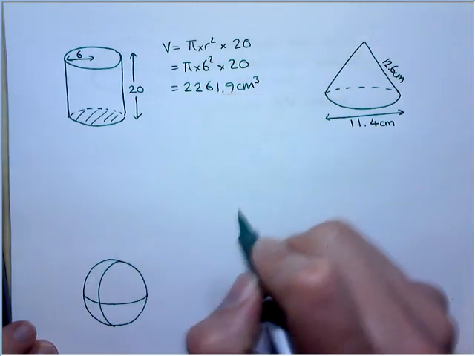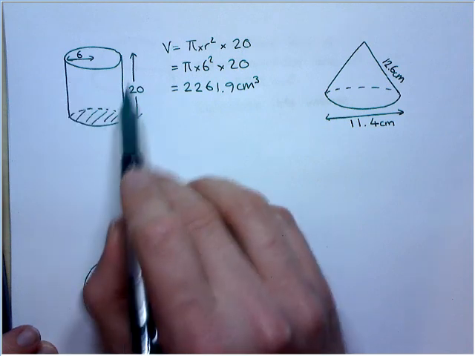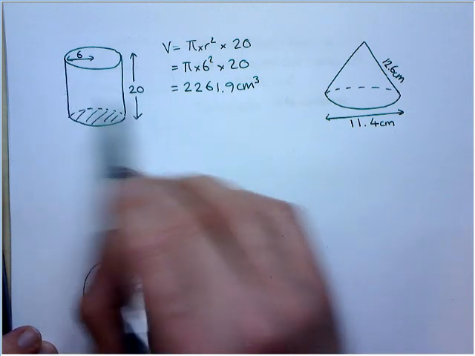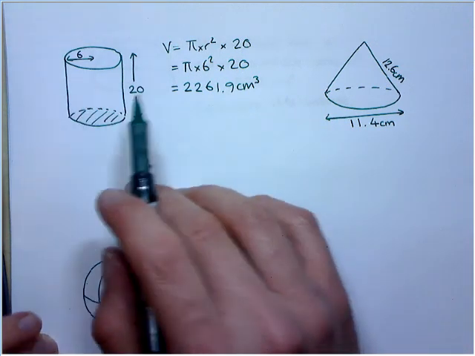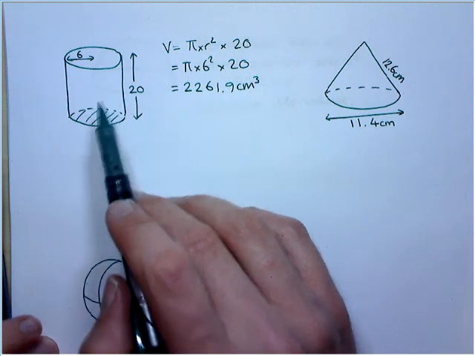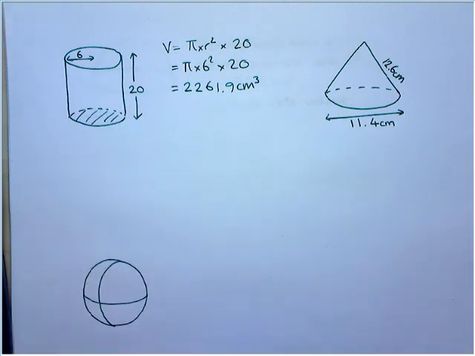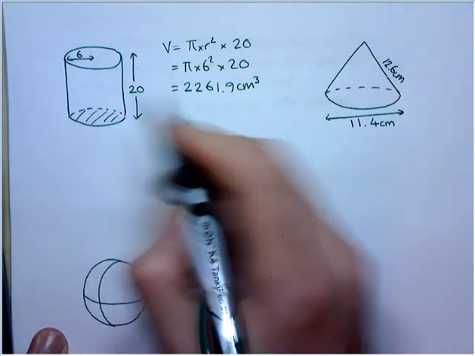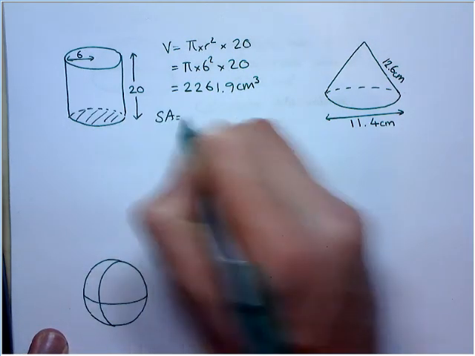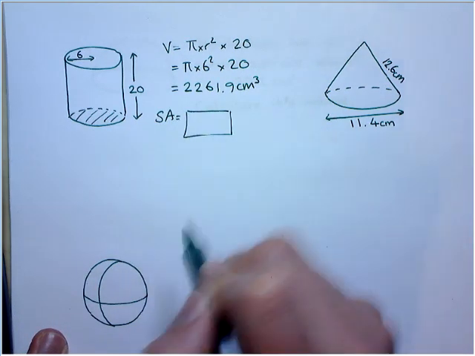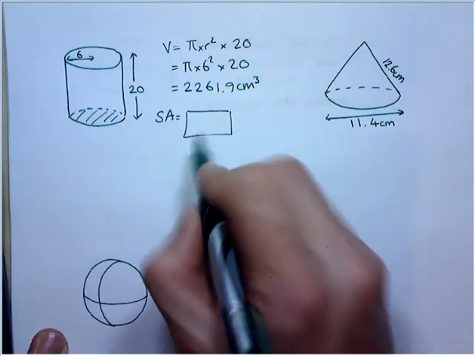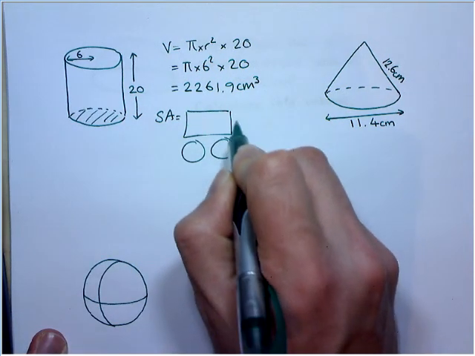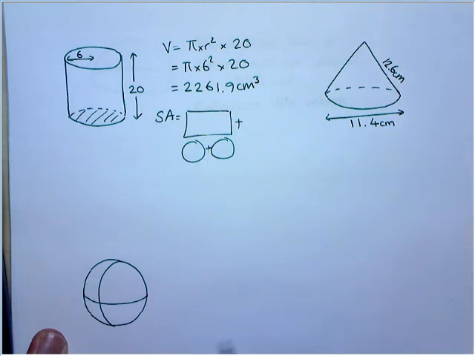Now the surface area is much harder because this is a cylinder which is curved, but a cylinder is literally a rectangle folded up. So if you get your sheet of paper and you fold it and meet the ends, you make a cylinder. So basically it's a rectangle, and then the two circles plus and plus. That's what we've got to do.